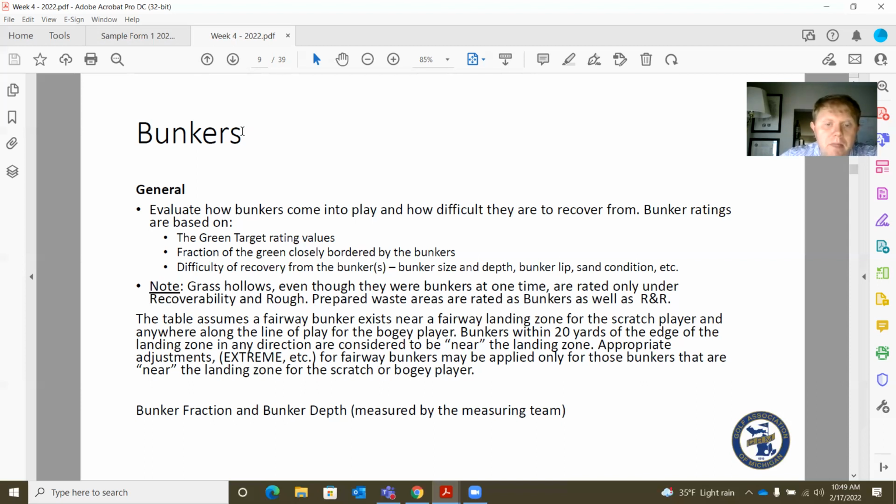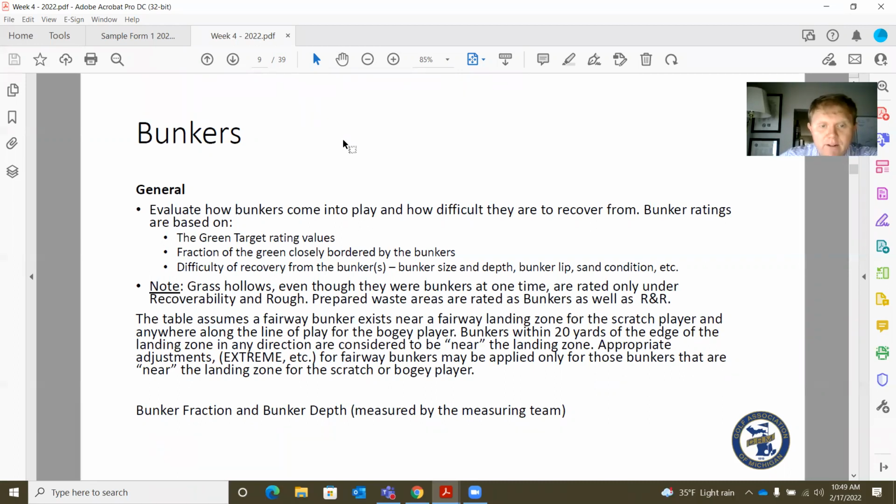And then bunkers within 20 yards of the edge of the landing zone in any direction are considered to be near. So in this concept of near, it's within 20 yards of the edge of the landing zone. So we have our normal landing zone that's 20 yards wide. We have 20 yards the front and the back of that. It's considered near. So when we're looking at fairway bunkers, keep that in mind. It's not just within that 20-yard window, it's 20 yards beyond and also 20 yards short.